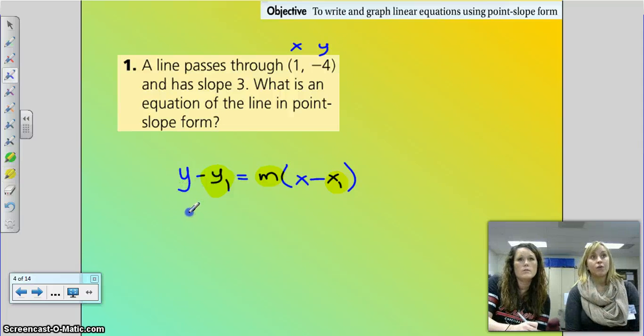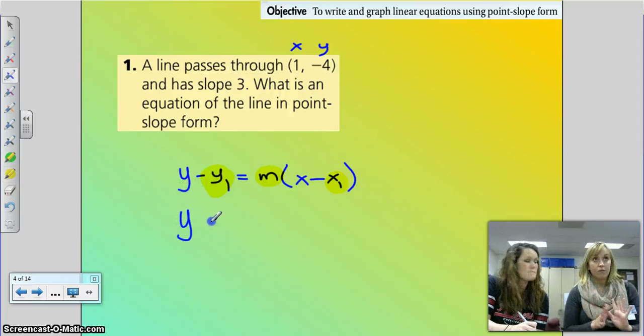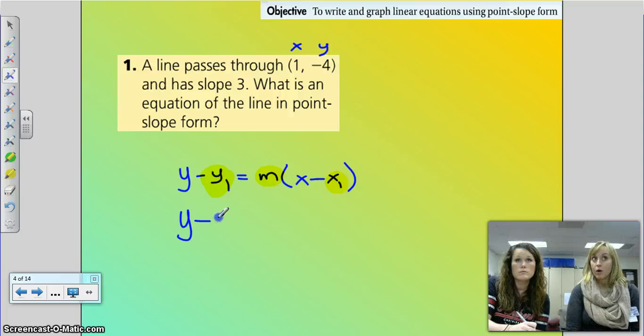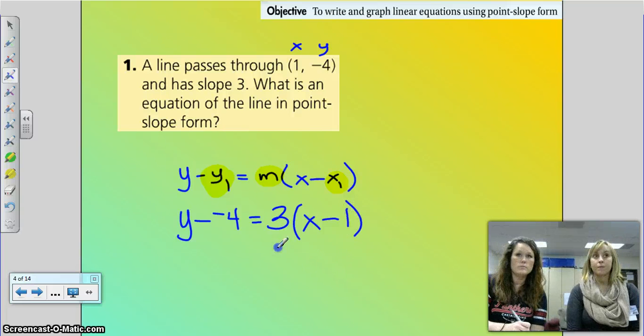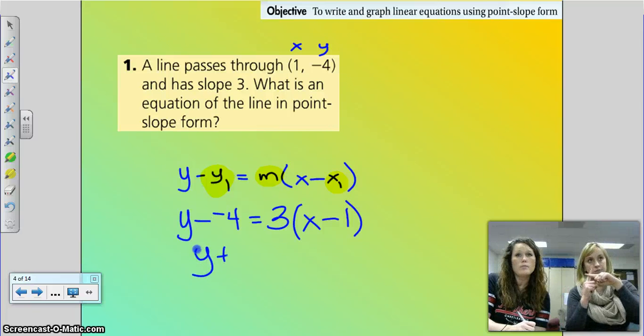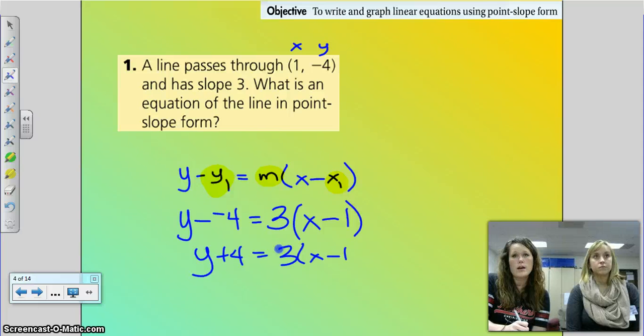So you're going to have y, that y is always there, minus y1, which would be -4, equals, the slope is 3, that gave it to us, it was right here, times the quantity x minus 1. The only thing you may want to do is simplify this to y plus 4 equals 3 times the quantity x minus 1. You got it.